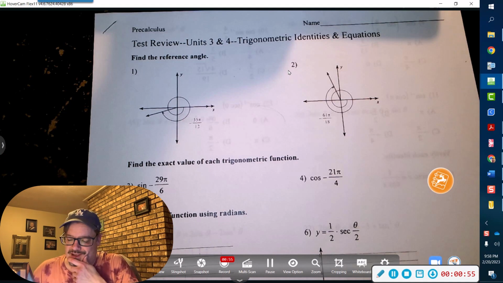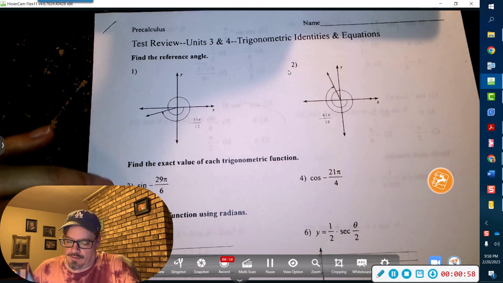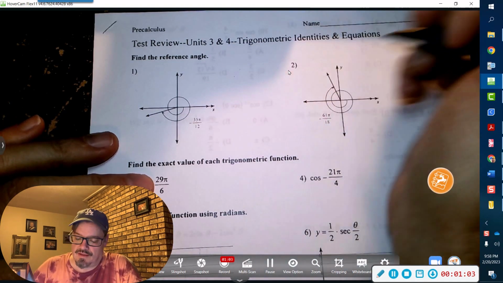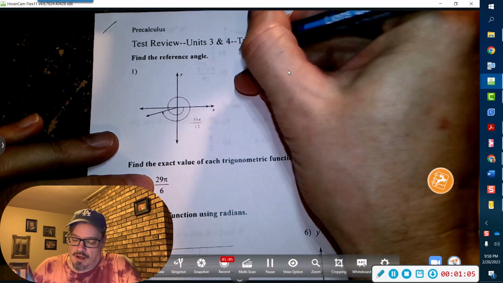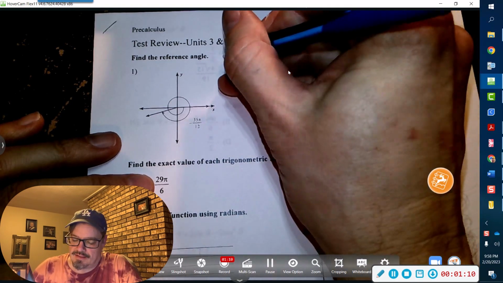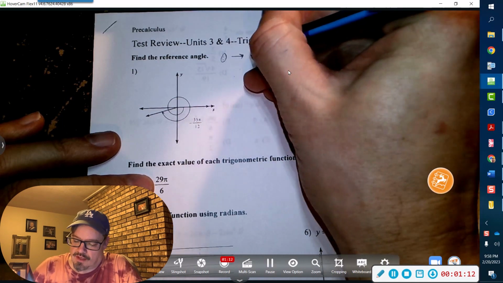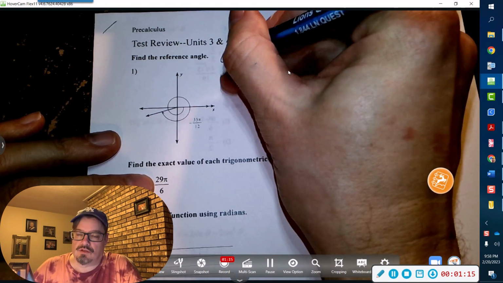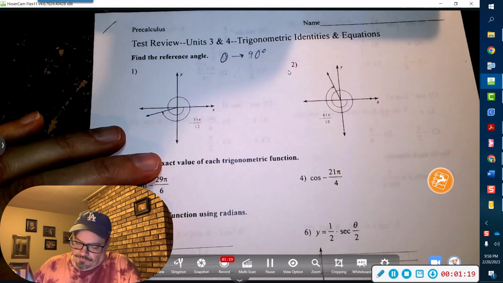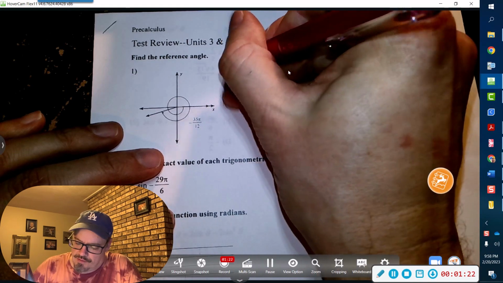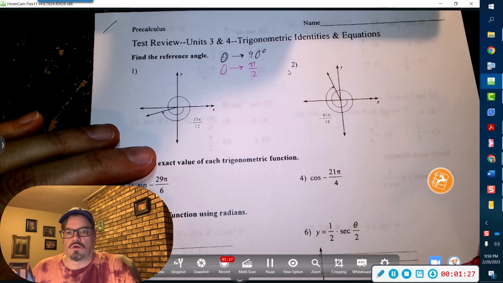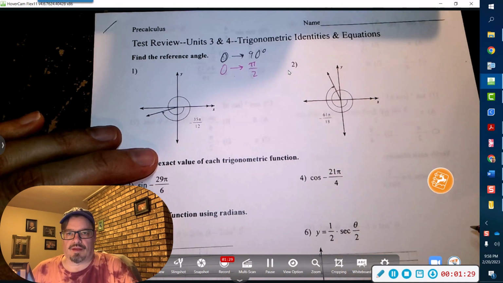So remember, reference angles, basically, the reference angles are families. So if you have an angle that is greater than 90 degrees, then you need to convert it to a reference angle between 0 and 90 degrees. Okay, so in radians that would be from 0 to pi over 2. All right, so you are just trying to figure out what family it belongs to.